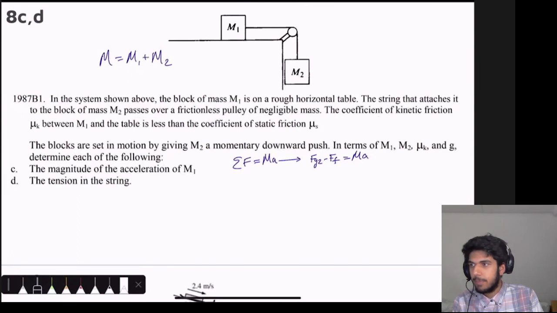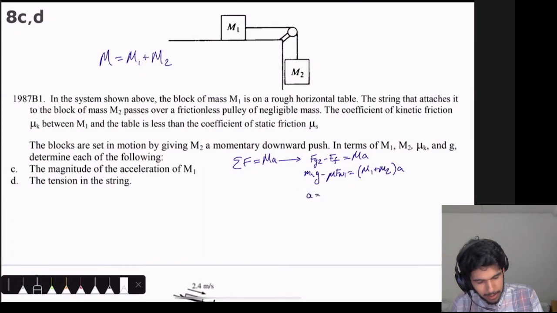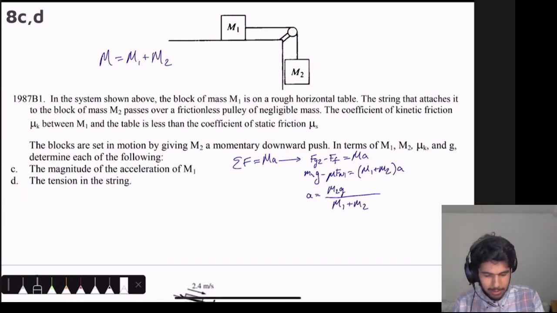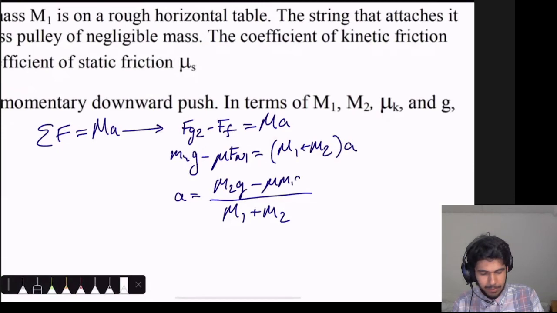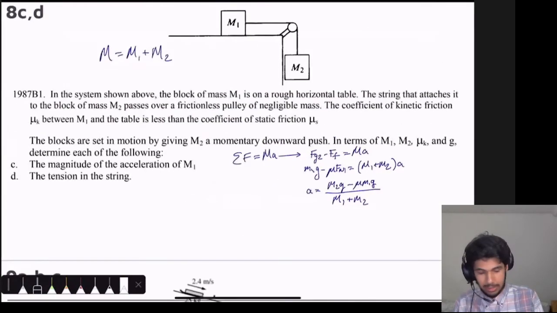Alright, and then it's very similar to what we did before. This is M2G minus mu Fn1 equals, I'll just expand this out, A. And then we can solve. A is equal to something over M1 plus M2. This M2G is fine, it's in terms of M2. Minus mu Fn1 was the same as M1G. So that's that, and that is our answer. It's in terms of all of the constants we wanted.